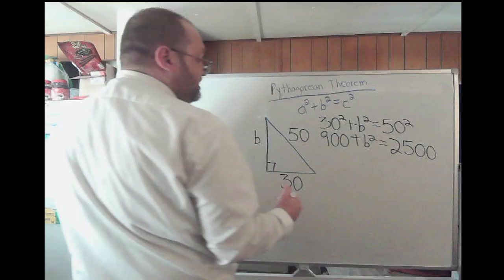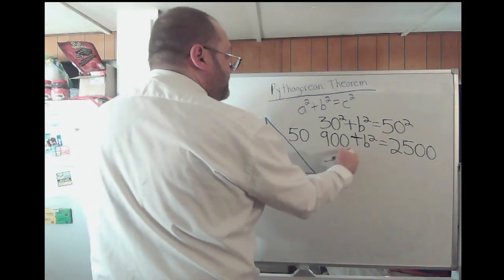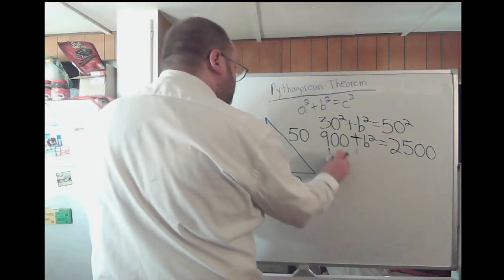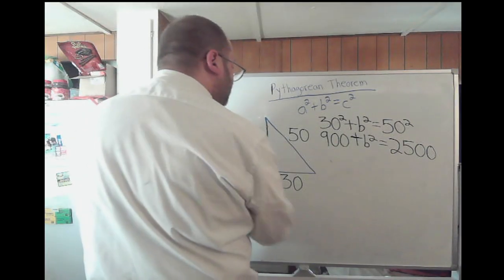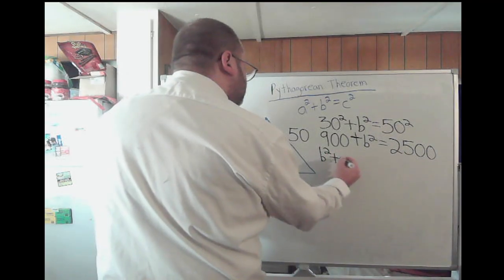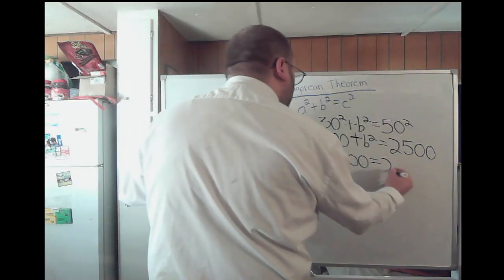Alright, well, on the left side, use the commutative property of addition to switch the b squared and the 900 around. So we'll go ahead and do that here. Let me come over here. We'll have b squared plus 900 is equal to 2500.